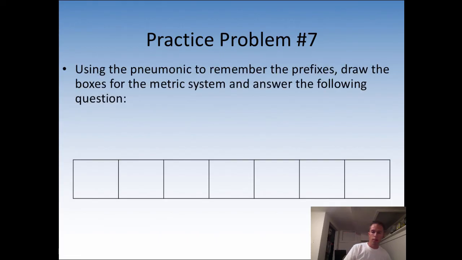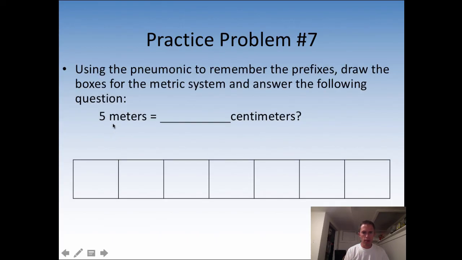Practice problem number 7 says we have 5 meters. How many centimeters would we have? Okay, we're starting in the meter box, so let's fill this out again.